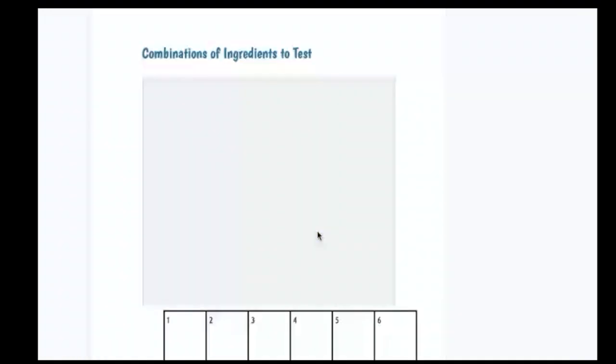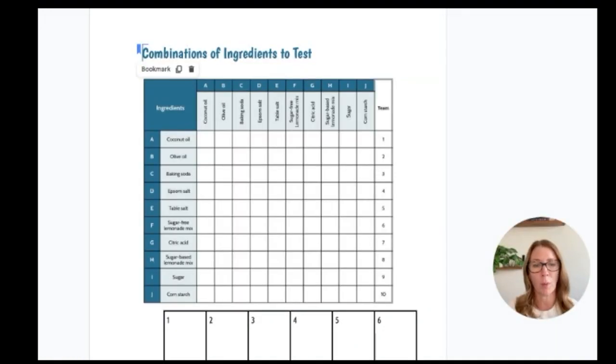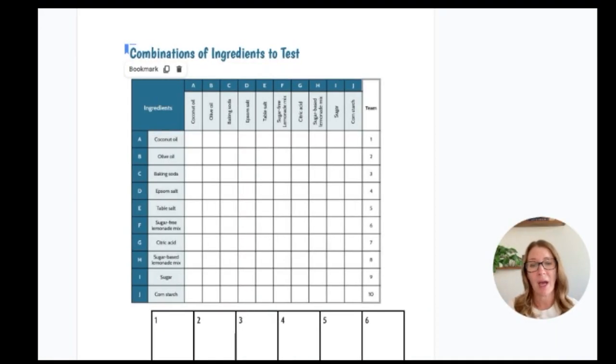And this is the data table that you will provide for students. Either they put it in their notebook after the investigation, or if you have a 3-ring binder, whatever your system is. But what you're going to do is each group is going to be assigned a row. So let's say I am row E. I am table salt. Table salt's already going to be prepped and dissolved in water. You'll have a large cup of this, and then you'll have small cups of these other ones.